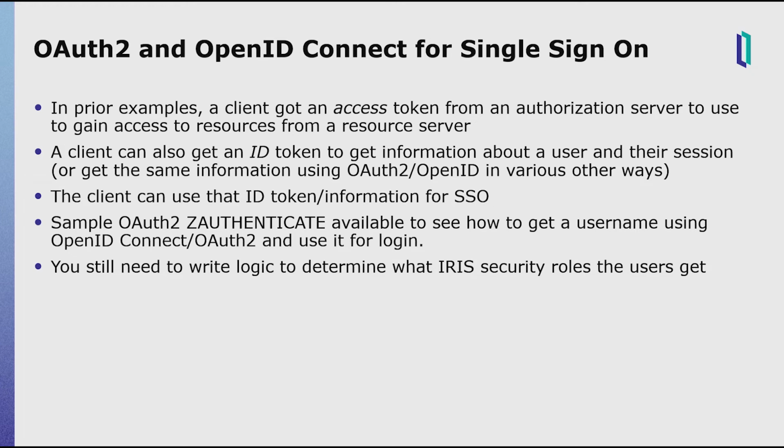We offer a sample OAuth 2 Authenticate that you can customize, and in there are examples of how to get the username using OpenID or OAuth 2, and then you can specify that in a delegated login. You still need to write logic on what IRIS security roles that user's supposed to get, but you can totally get their username and whether their token is still valid using OAuth 2 stuff. We're not going to look at that right now. Instead, I'm going to turn the time over to Pravin, who's going to talk about other practical considerations if you're actually going to be using SSO with IRIS.